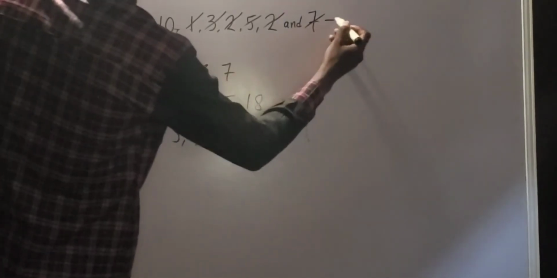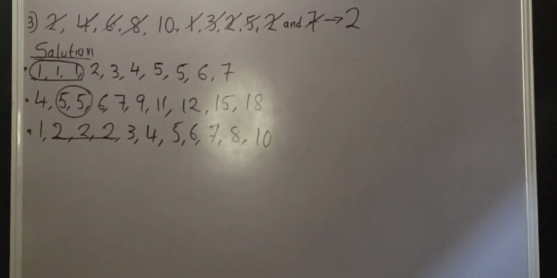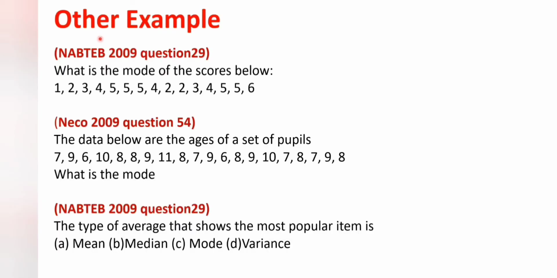So the mode of this data is 2. You understand? So that is how to get the mode of an ungrouped data. Now let us proceed to some past questions. Okay, let's have other worked examples. These are questions that I gathered from past questions.